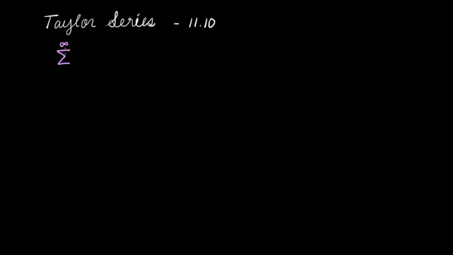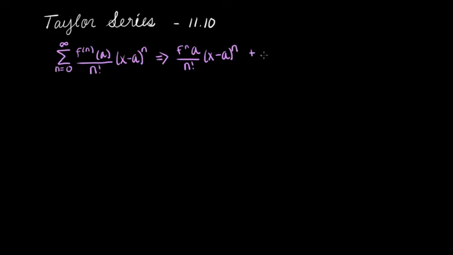So we have the sum, starting at 0, of f of n at a all over n factorial times x minus a to the nth power. This term-wise looks like f to the n of a all over n factorial multiplied by our x minus a to the n, and then this will keep going forever, but we're going to show you what this looks like in an actual example. So first, let's go over the steps.